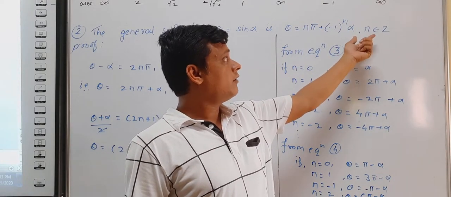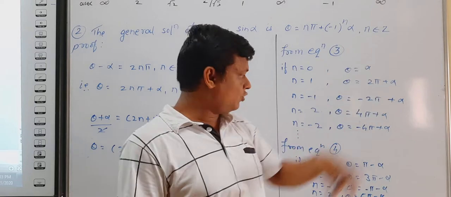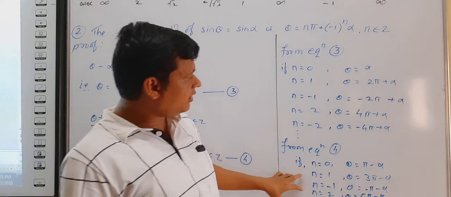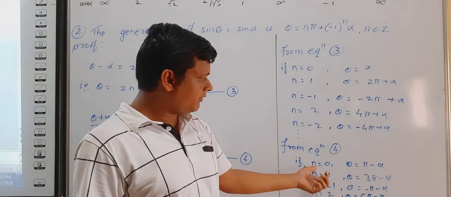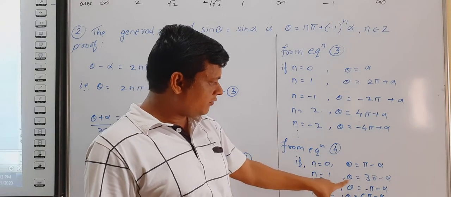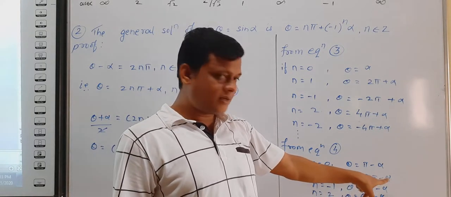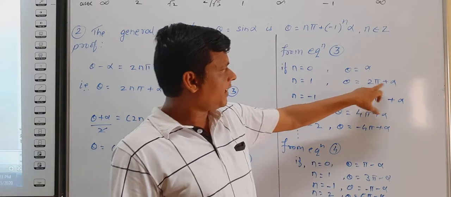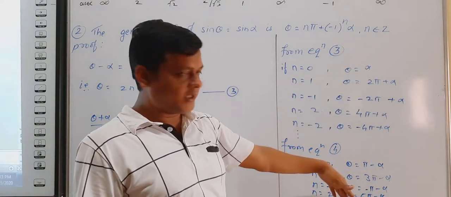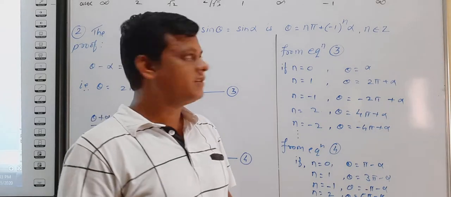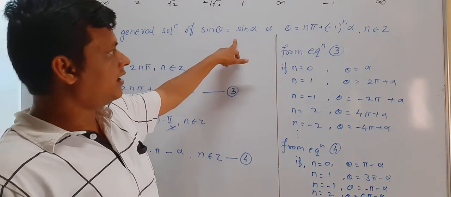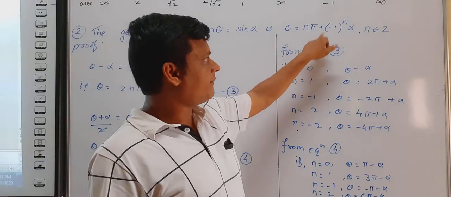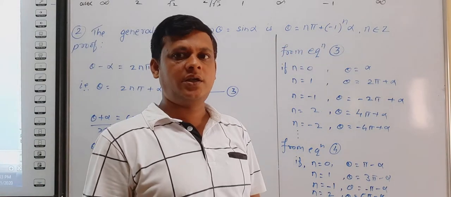That means when we substitute n equals 0, we get the value theta equals alpha. When we substitute n equals 1, we get the value 3 pi minus alpha, and 2 pi plus alpha, and from this we write the general solution for sin theta equals sin alpha as theta equals n pi plus minus 1 raised to the power n into alpha.